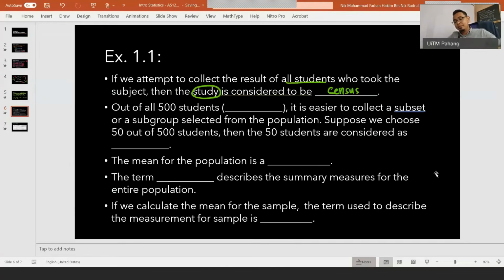So out of all 500 students, of course that 500 students will be the population. It is easier to collect a subset or a subgroup. Okay, population, inshallah.